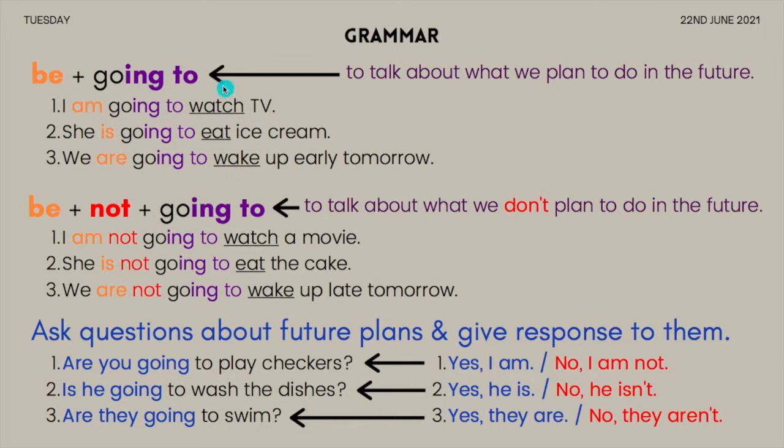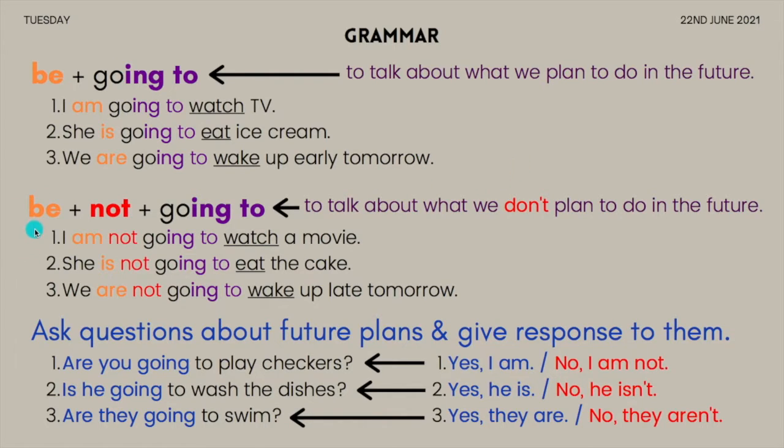Okay, the verb here is underlined. Can you see? The verb here is not changing. Watch does not become watching or watched. It is watch. So it's the base word. Look at the first example again. I am going to watch TV. Full stop. The second one. She is going to eat ice cream. Dia akan pergi makan ice cream. Number 3. We are going to wake up early tomorrow. Tomorrow is to indicate future tense.